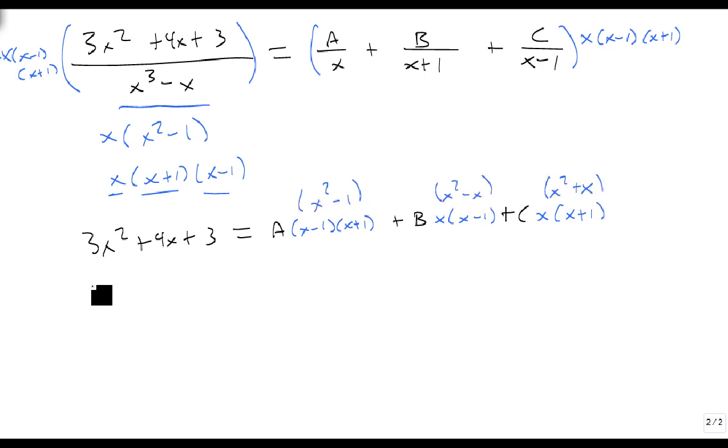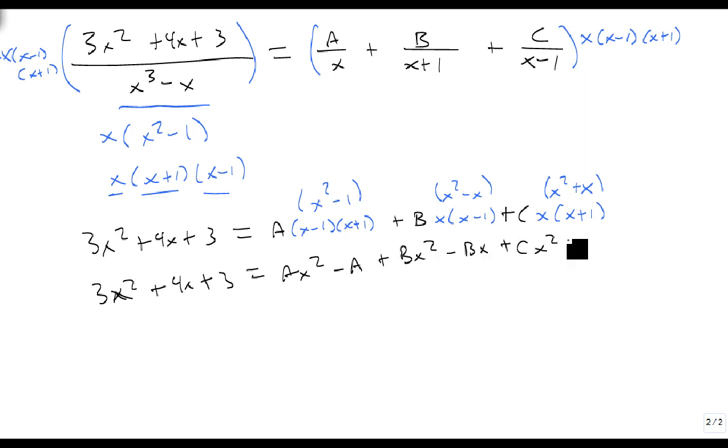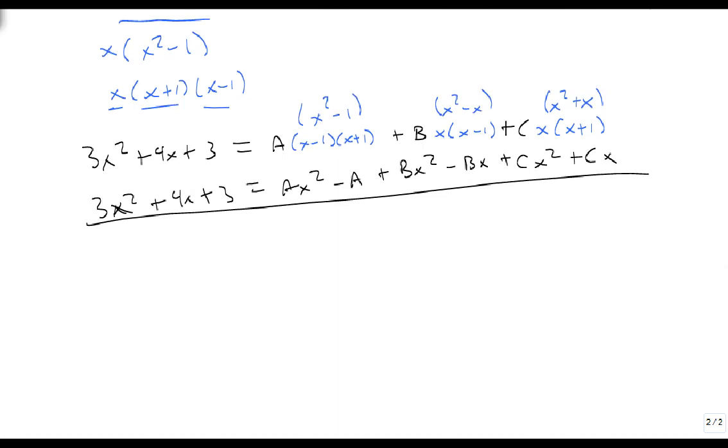Distribute the A, the B, and the C through it, and we get 3x² + 4x + 3 equals Ax² − A + Bx² − Bx + Cx² + Cx. And here, we're ready to go. This is how I do it. I list an x² off to the side, and I take just the A part, the B, and the C. So A + B + C = 3.